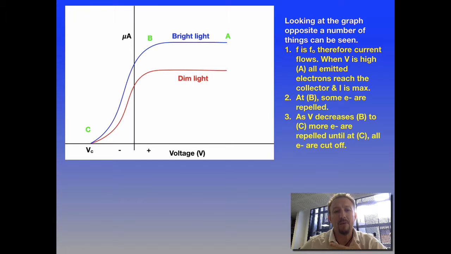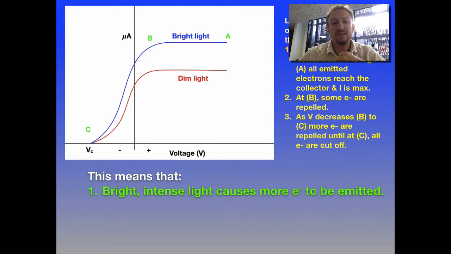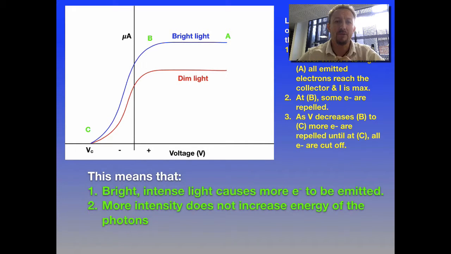So what do we pick up overall? This means that basically bright intense light causes more electrons to be emitted. We can see this because we've got a higher current which is generated. So we've got more electrons which are emitted, which means we're going to get more current which is going to flow. More intensity does not, however, increase the energy of the photons. Remember, the photons are preset with their quantized amount of energy using energy equals Planck's constant times the frequency.